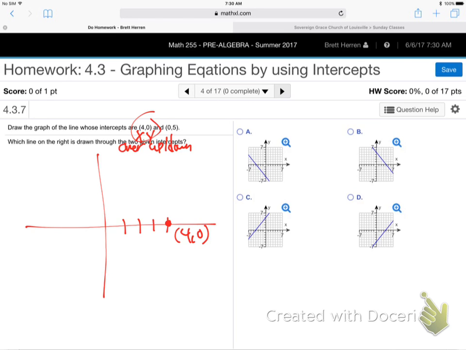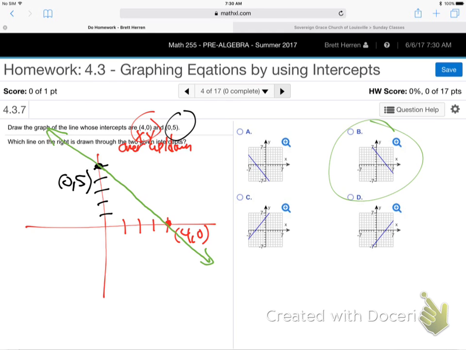Now, next, let's do this one. Can you put that one on the graph? First number's over, second number's up or down. So over 0, up 5. There it is. All right, and then finally we connect the two dots with a straight line. There it is. All right, so which of those, A, B, C, or D, is our answer? B it is. Good enough, so just take a couple intercept points, put them on the graph, and graph the line.